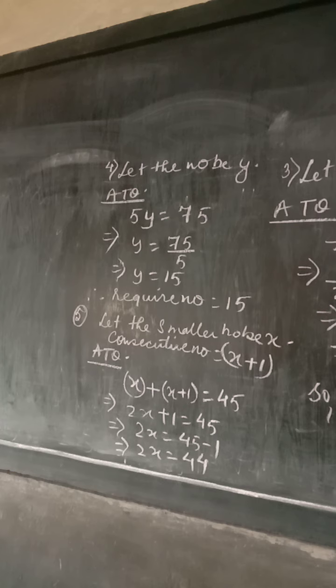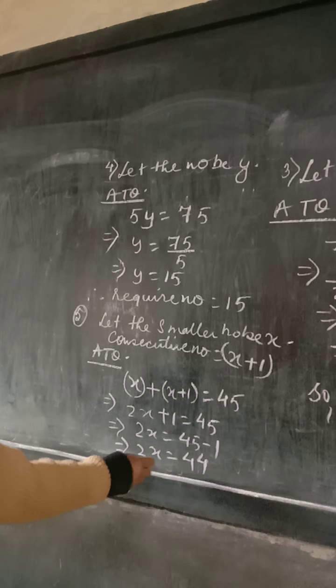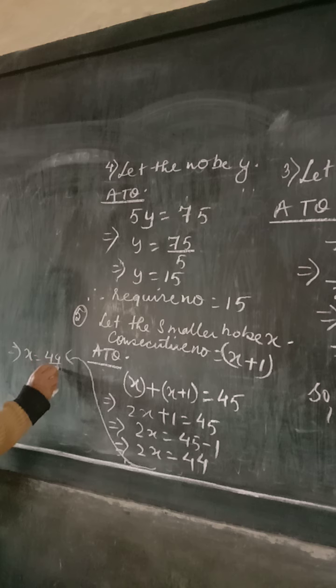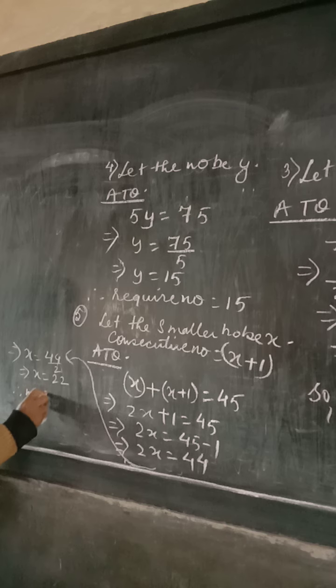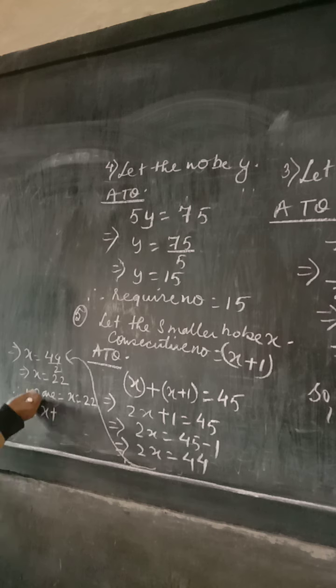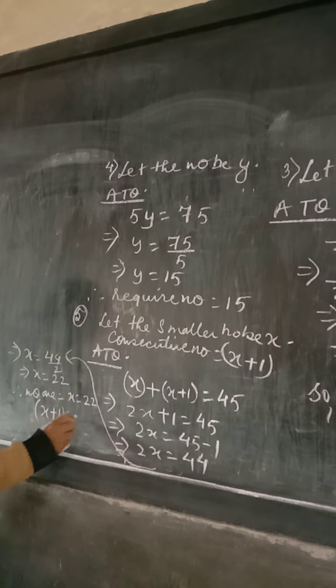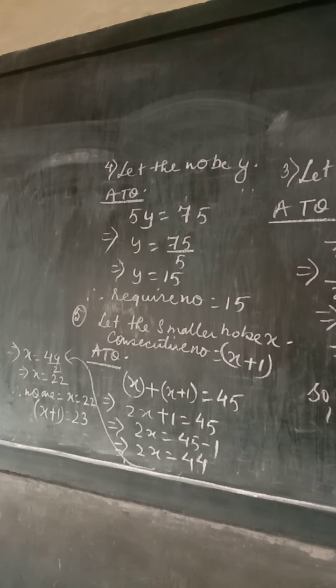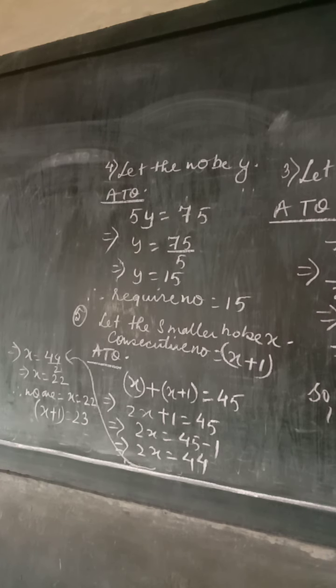Now the value of x and the value of x plus 1 we have to find. x is equal to 44 by 2, x is equal to 22. So the numbers are x equal to 22 and x plus 1 is equal to 23. 22 plus 1, 23. The numbers are 22 and 23. When you add, it gives you 45. So you should always keep in mind: consecutive means one after another, x and x plus 1.